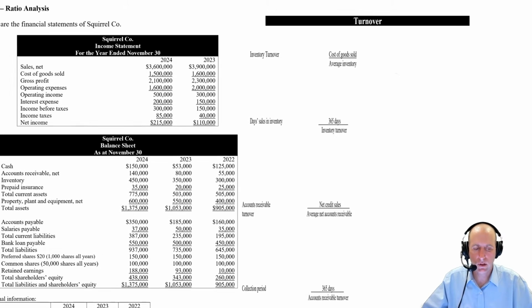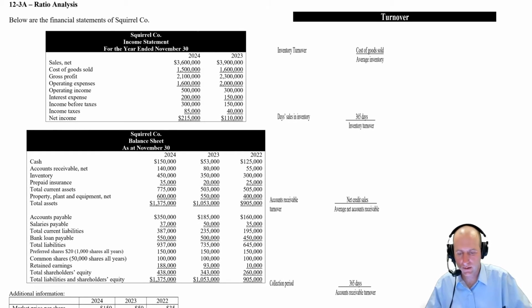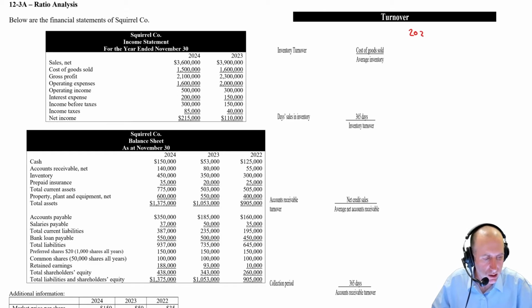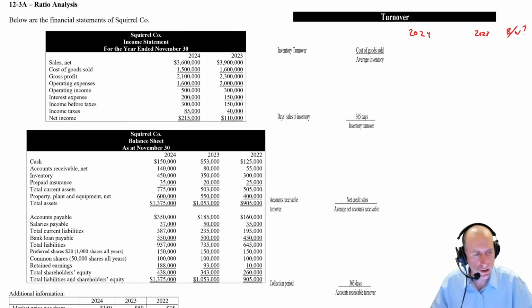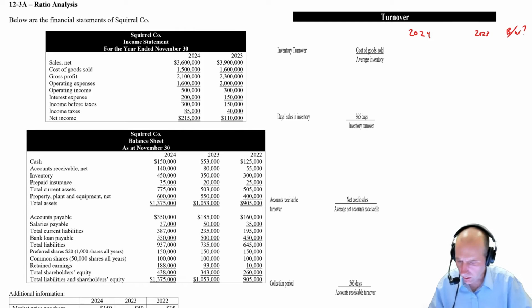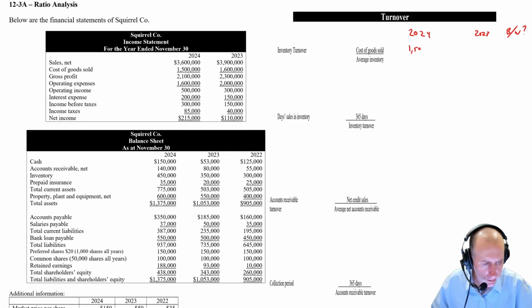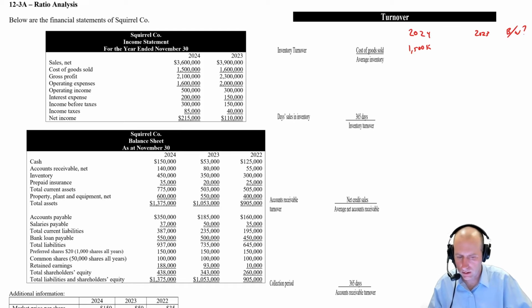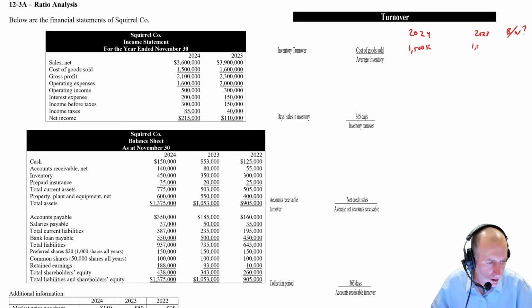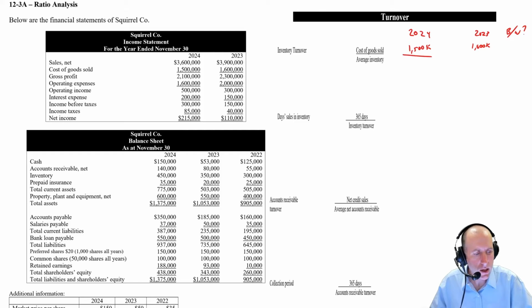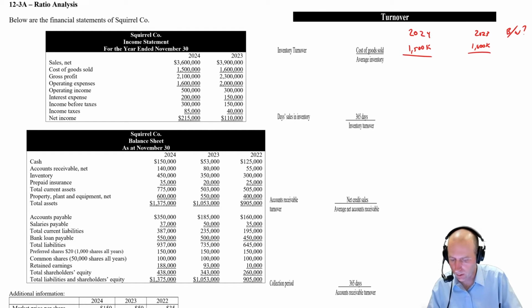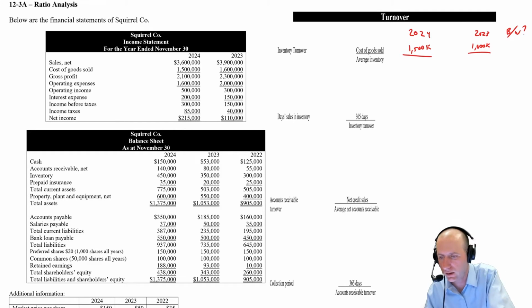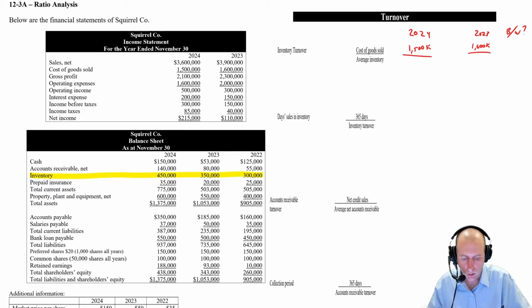Okay, let's start with inventory turnover. Cogs divided by average inventory. For 2024 and 2023, is it better or worse? 2024, our cost of goods sold was 1.5 million. 2023, our cost of goods sold was 1.6 million. The average inventory for 2024: the beginning of 2024 was 350, the end of 2024 was 450.